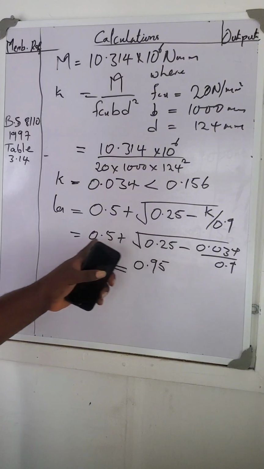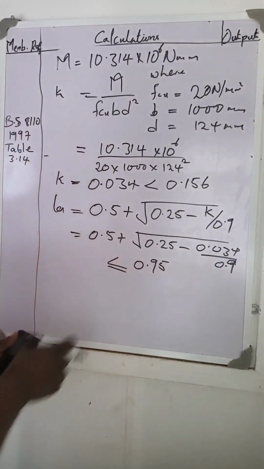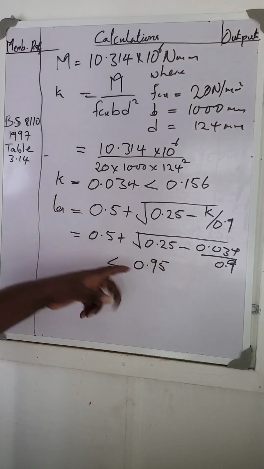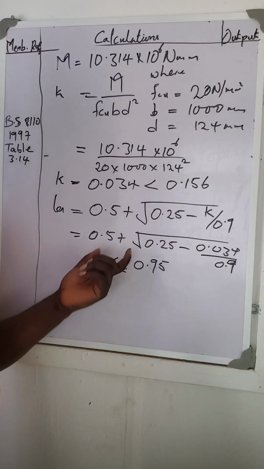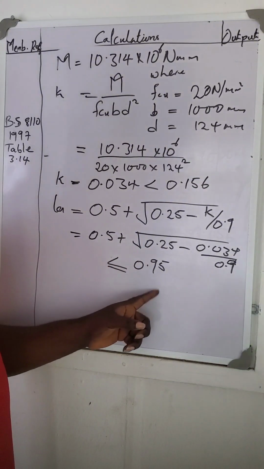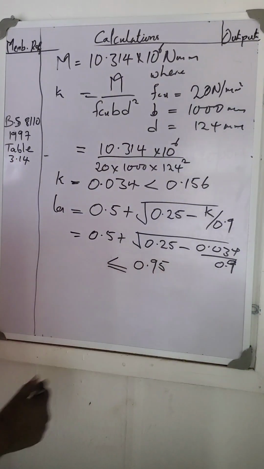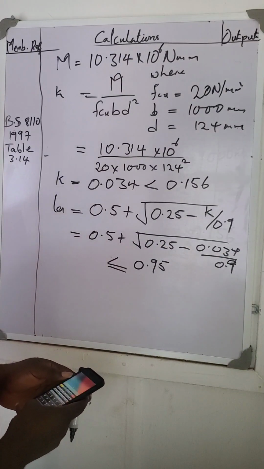By the time it computes, if this value is greater than 0.95, we adopt 0.95. But if it is lesser, we use the value that's lesser than 0.95. All right, so that's what this one is telling us. So let us compute this.